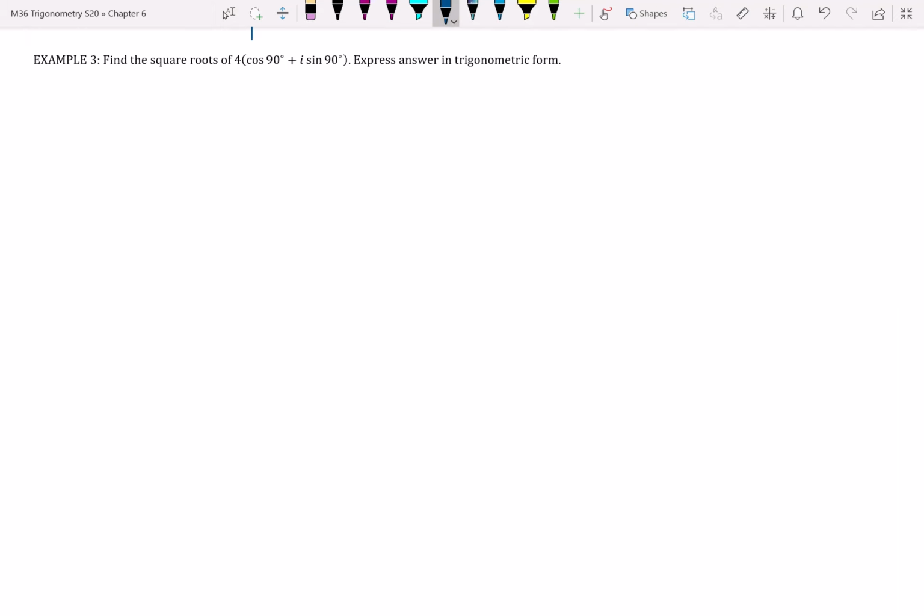So this example 3 here says find the square roots of 4 times the quantity cosine of 90 degrees plus i sine of 90 degrees and express the answer in trigonometric form. So here, again, since they want it in trigonometric form, you don't have to actually evaluate. You don't have to have it in a plus bi form, which is nice. And honestly, it's already nice too because they already give it to you in trigonometric form.